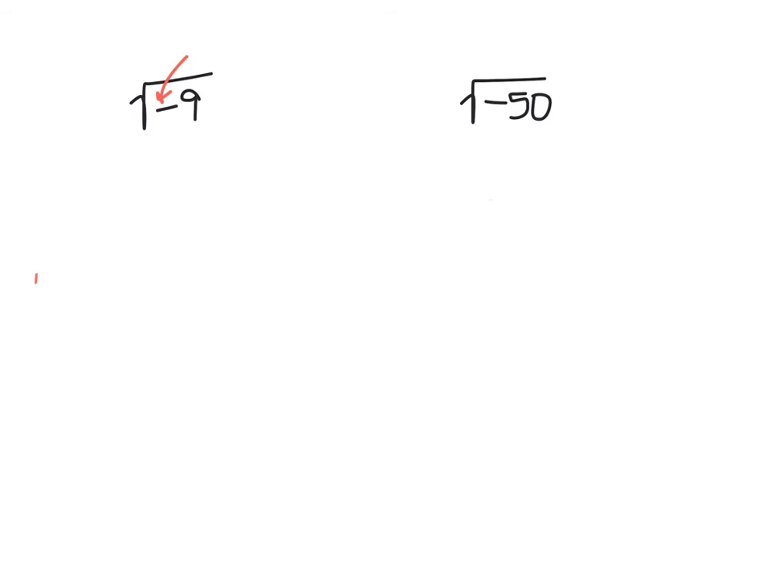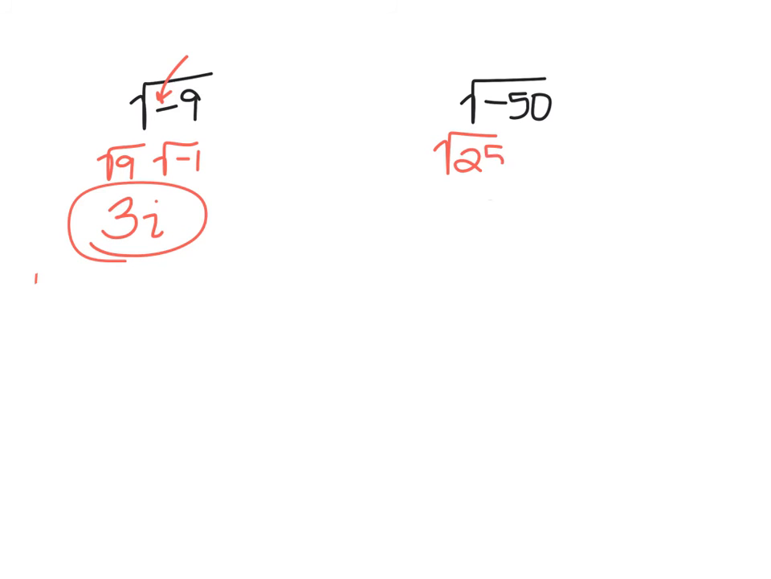Okay, so this is then the square root of 9 times the square root of negative 1. We already said the square root of 9 was 3, and the square root of negative 1 is i. So this square root of negative 9 equals 3i. If we do the square root of negative 50, so this is the square root of 25.